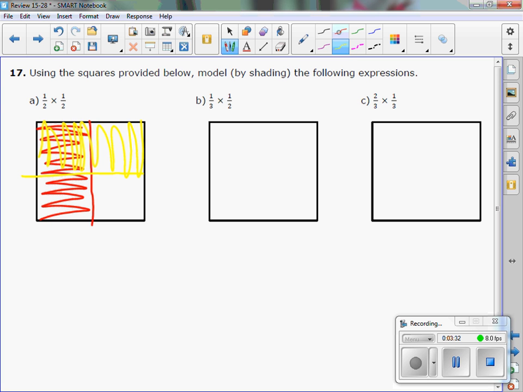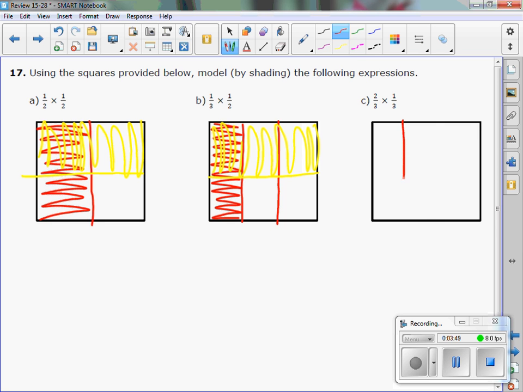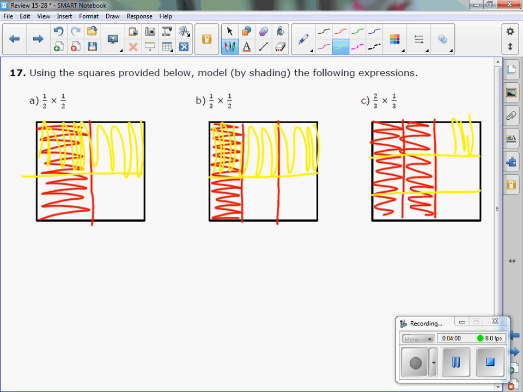So my second one, I have 1/3. So I'm going to divide my square into thirds. I'm going to shade one of my thirds. My second fraction is 1/2. Divide my fraction in half, shade 1/2 of it. My third problem, 2/3. Divide it into thirds, again, and shade 2 of the 3 this time. Times 1/3, divide it into thirds, but this time I'm only going to shade one of them.